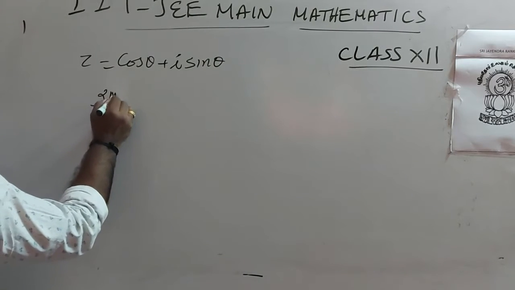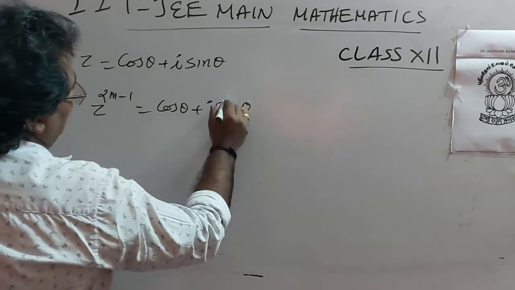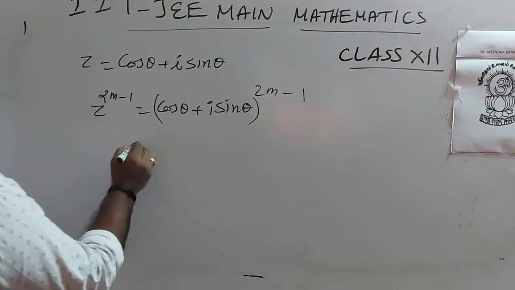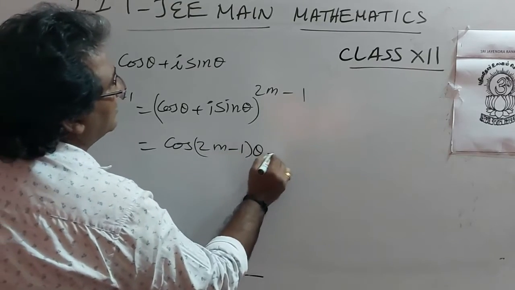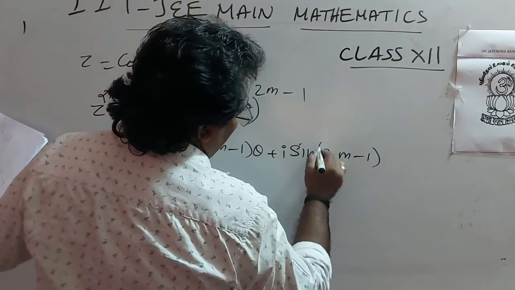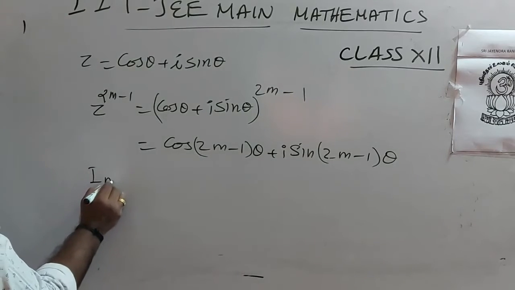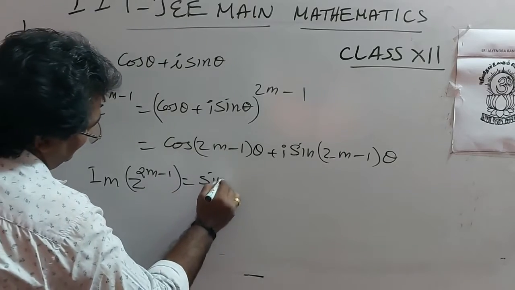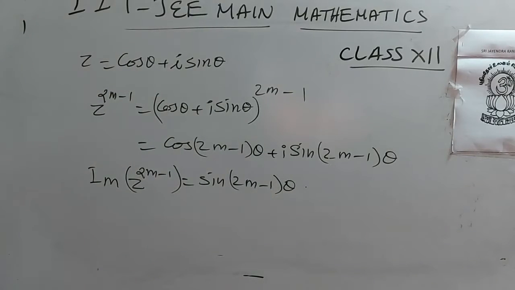Z power 2m minus 1 equals (cos theta plus i sin theta) whole power 2m minus 1. Using De Moivre's theorem, this is cos (2m minus 1) theta plus i sin (2m minus 1) theta. The imaginary part of z power 2m minus 1 is sin (2m minus 1) into theta.